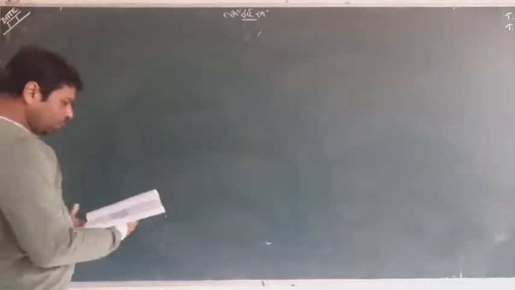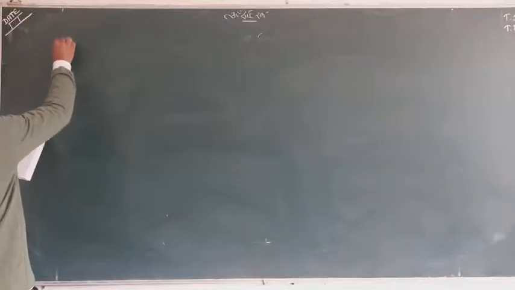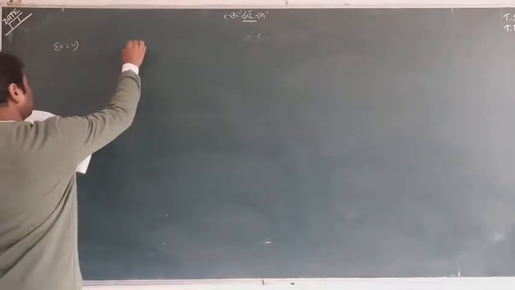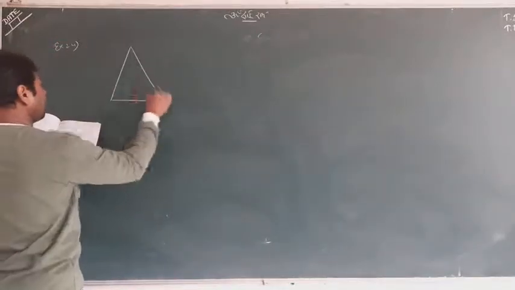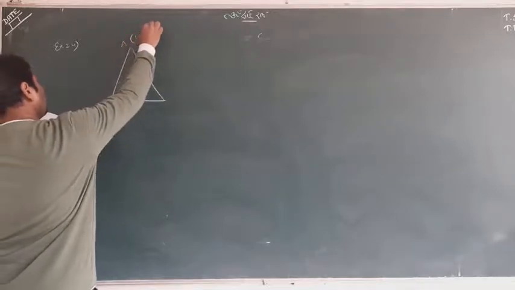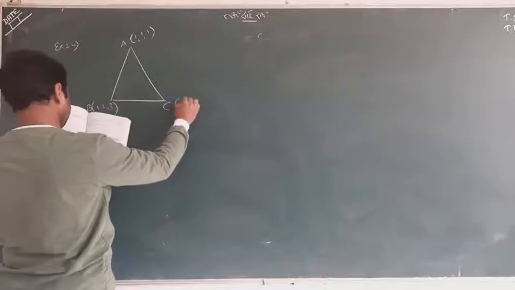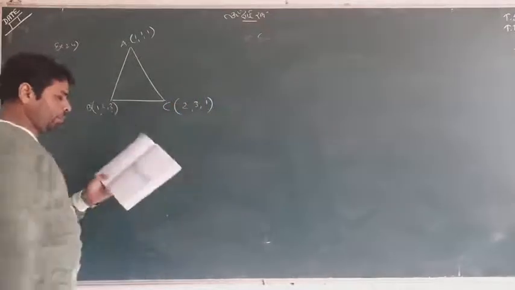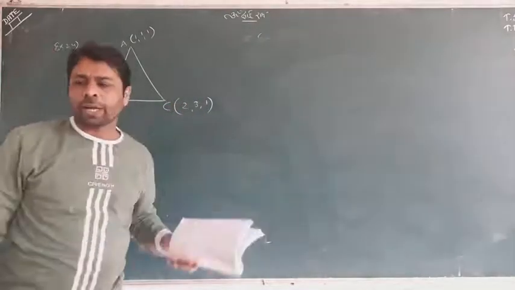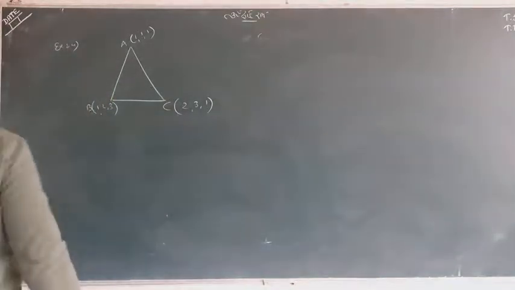Now the next question I'm having, example number 24, where we have a triangle ABC where A is 1 1 1, B is 1 2 3, and C is 2 3 1. And find the area of the triangle. Very easy question this is. We want to find the area.